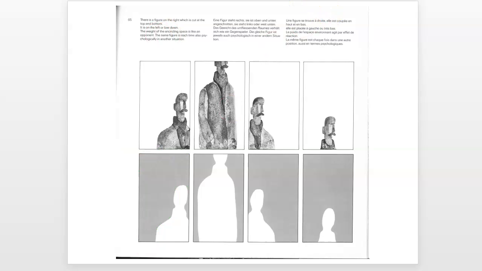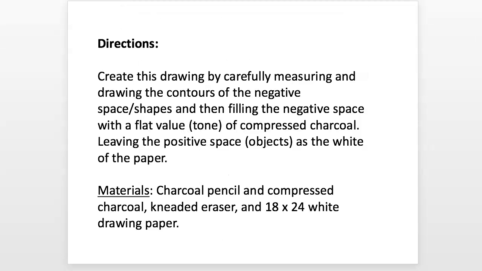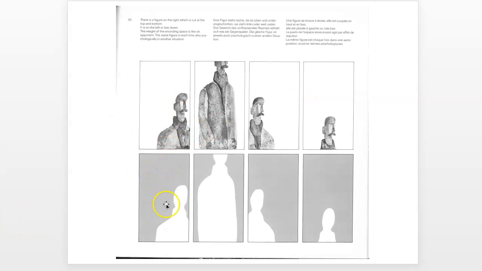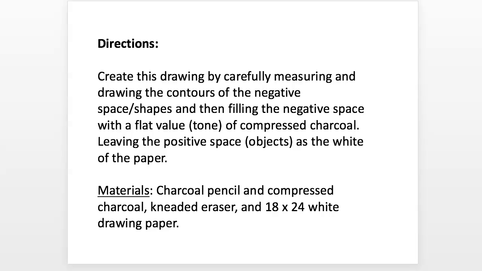So your assignment is going to be to create one of these type of drawings. You're going to create it by carefully measuring and drawing the contours of the negative space. You're not doing a drawing and then filling it in. You're actually carefully doing the drawing by focusing on the negative space. And then you're going to fill it in with a flat value, which is like a tone. It'll be of compressed charcoal, so it's going to be black. And you're going to be leaving the positive space objects as white on the paper.